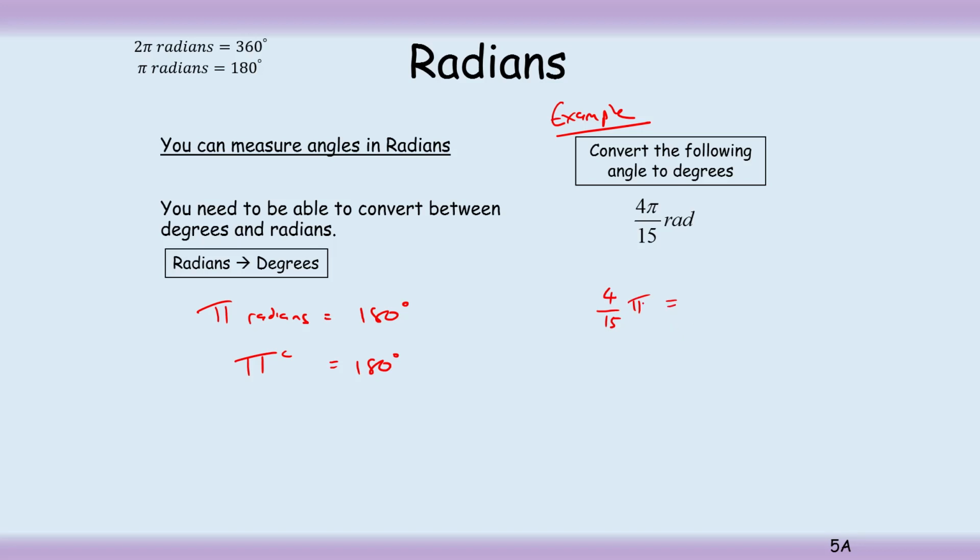Four over 15 pi, we know pi equals 180 degrees, and we simply substitute 4/15 times 180, which is going to be equal to, when you work it out on your calculator, 48 degrees. Okay, make some notes, and when you're ready, hit play again. Very good.